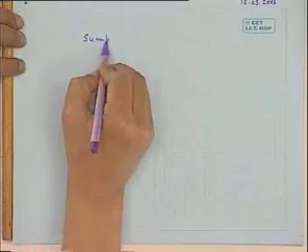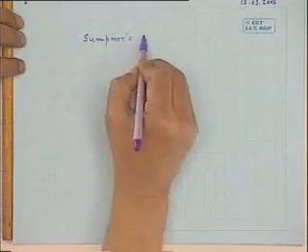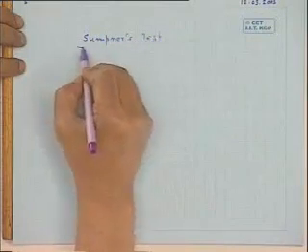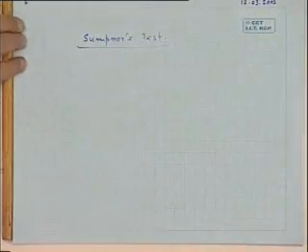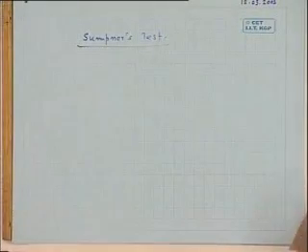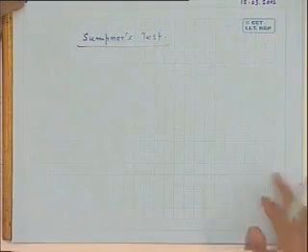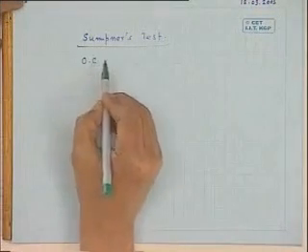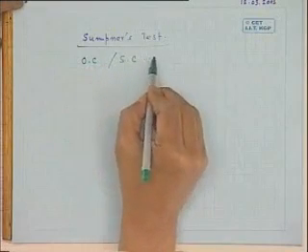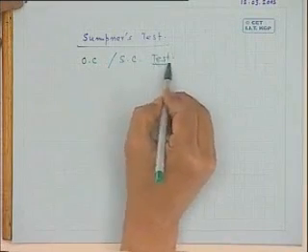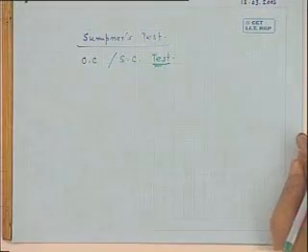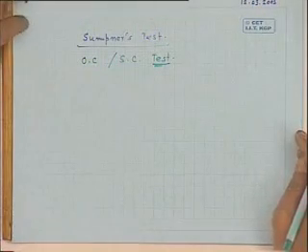Now let us go very quickly to a topic which is called the Sumpner test, and then I will start rotating machines. So, the Sumpner test. We have so far seen the open circuit test on a transformer and the short circuit test on a transformer. These two tests we are familiar with.